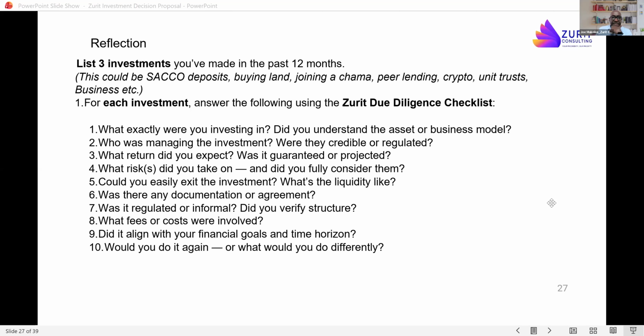What did you invest in? Who was managing the investment for you? What return did you expect? And what did you get back, or what are you currently getting back? And where you have invested, is it easy for you to exit this investment?